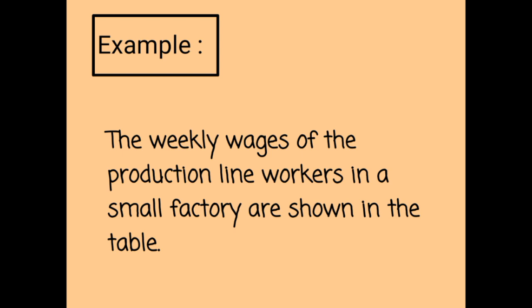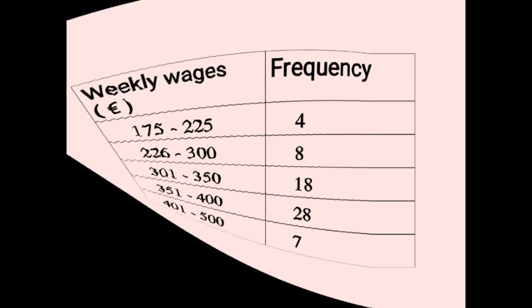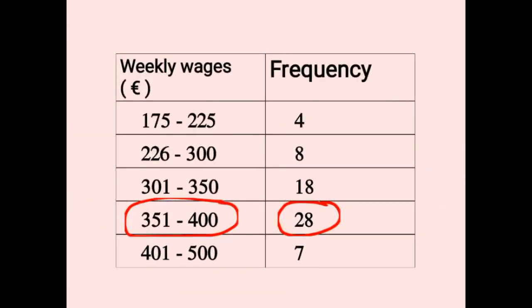The weekly wages to the nearest euro of the production line workers in a small factory are shown in this table. Write down the modal class. The modal class is the class with the highest frequency. As you can see here, the highest frequency is 28, and hence the modal class is 351 euros to 400 euros.